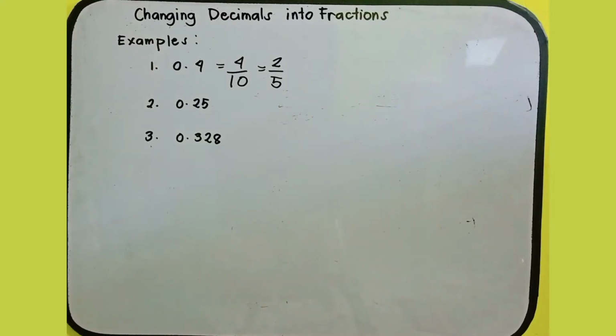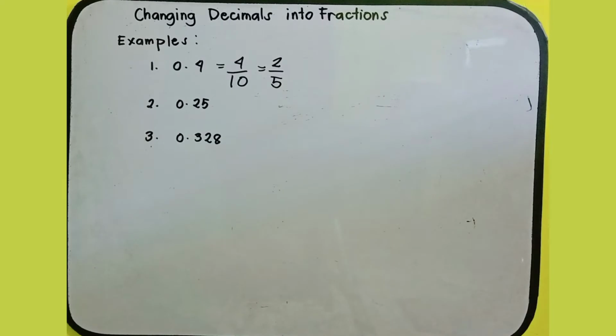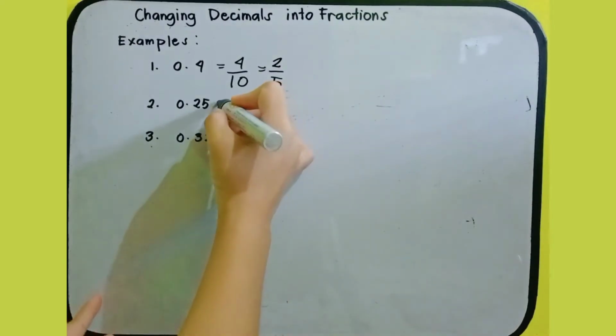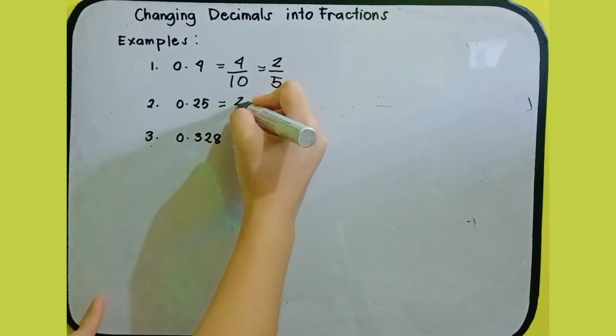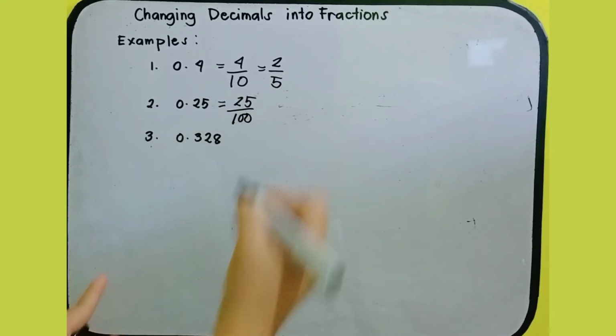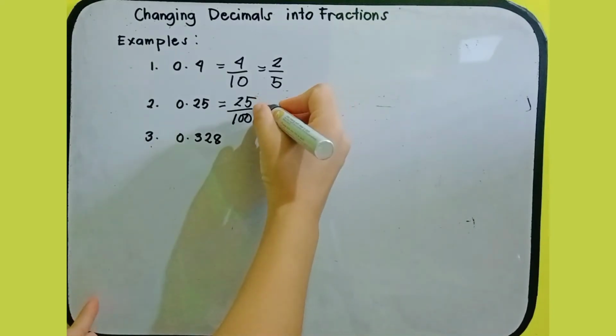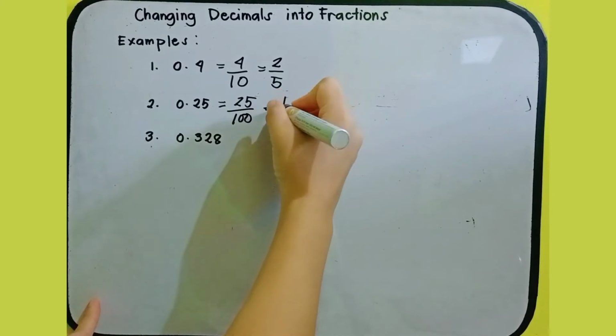Next, we have 0.25. You know that this is 25 over 100, and 25 over 100 is just equal to 1/4 when we simplify it.